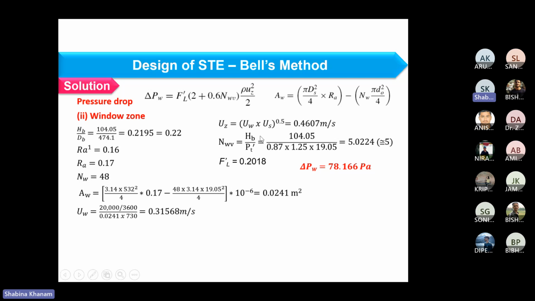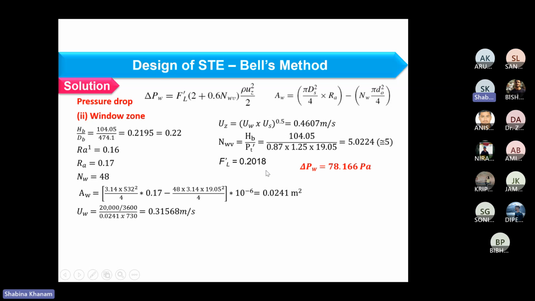So that you can find as HB by PT prime, because we are considering triangular pitch. HB you know already, PT prime is 0.87 into PT, that you can calculate. So it is coming as 5.0224. Now here you should consider this NWV should be rounded off. In cross flow, the number of vertical tube rows NCV you have obtained. So you can consider NCV as round up and NWV as round off.